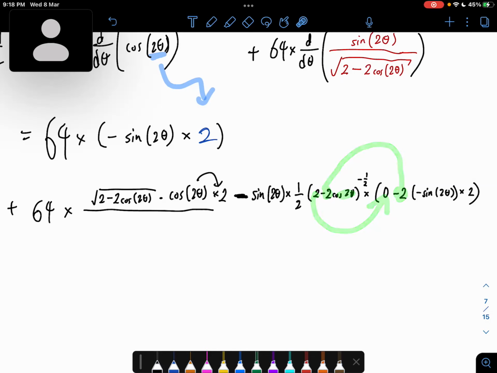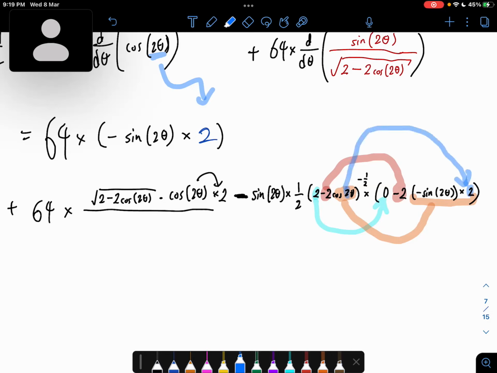Cosine 2 theta, okay, too many highlights. Let me just do this. Minus 2, you factor out. And then cosine 2 theta here, you differentiate, and you get minus sine 2 theta times 2. And this 2 is because of chain rule. Can you see what's going on?